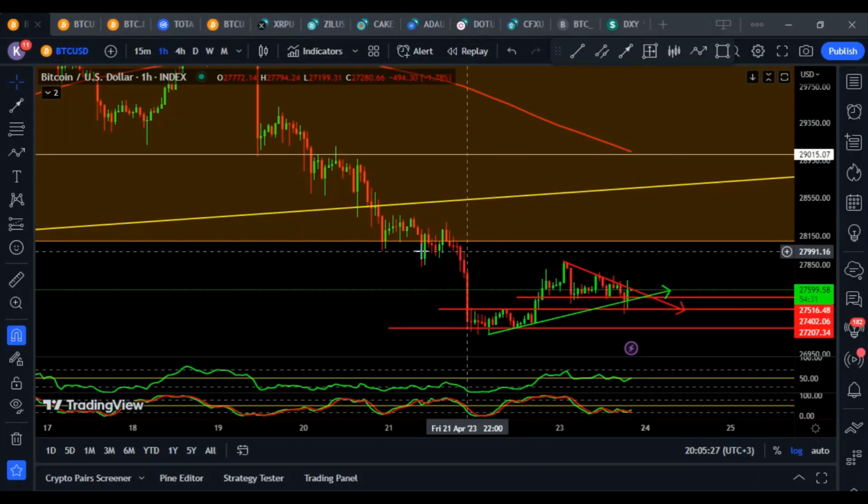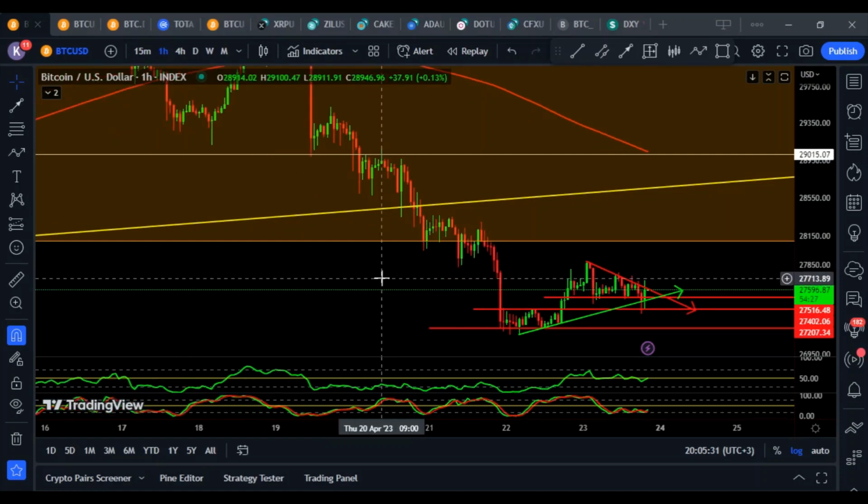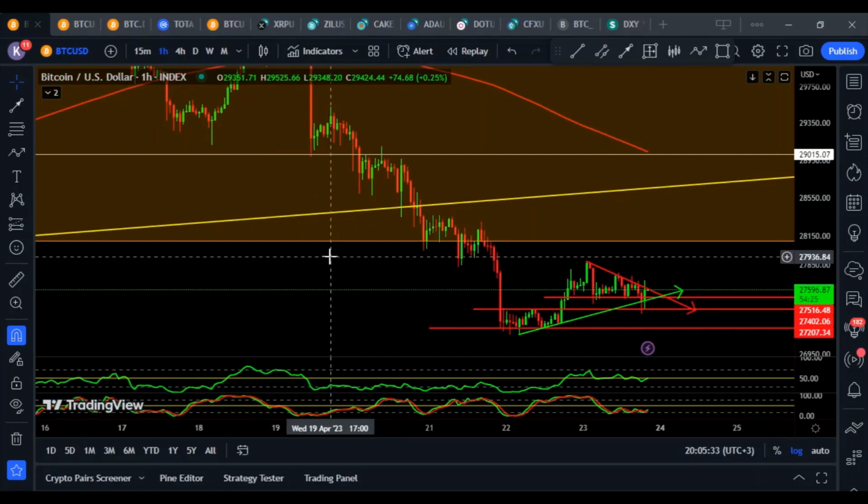Coffee Infused Crypto. We're gonna have a quick market update and see where we are on the Bitcoin chart today. So we're gonna discuss two charts of Bitcoin.